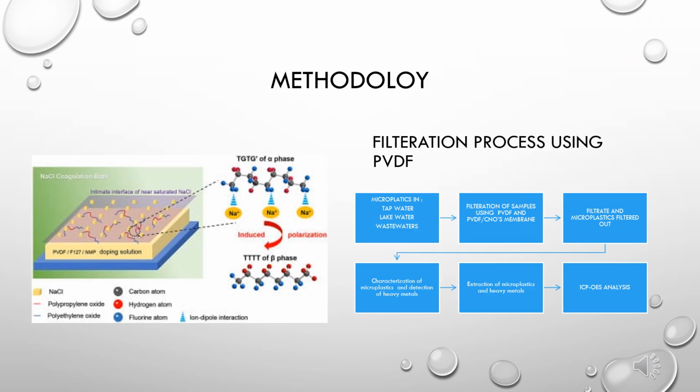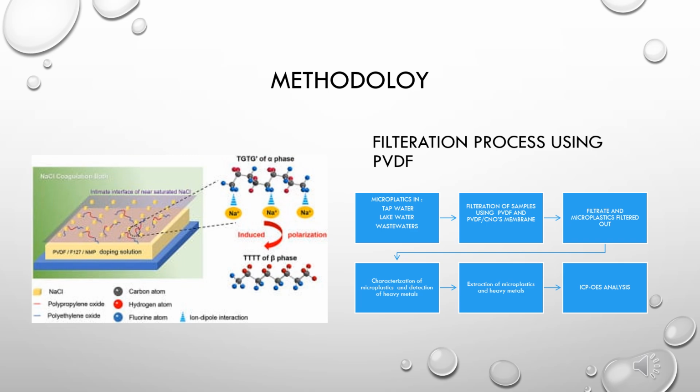Please take a look: on the left-hand side is the illustration of the PVDF membrane, and on the right-hand side the filtration process using PVDF. As we can see, our process starts at the very core of our problem, which is the presence of microplastics in our water reserves, and then moves on to the filtration of samples from our water reserves using PVDF and PVDF modified with CNO.